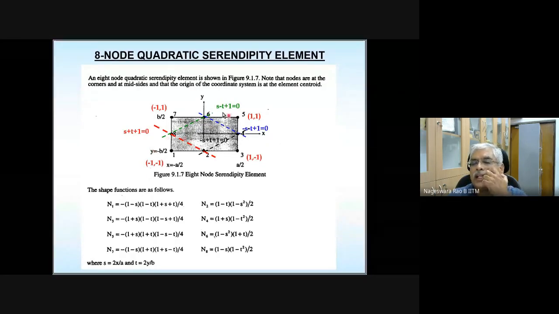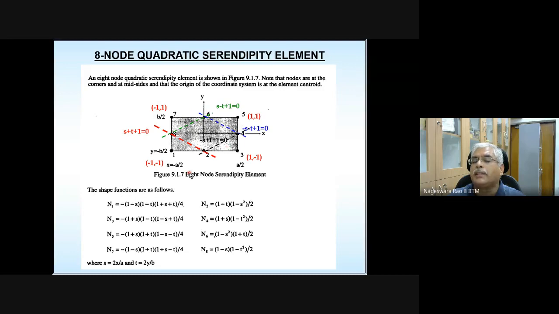So in the s and t coordinate system, instead of x and y, after mapping using this kind of mapping, s is equal to 2x divided by a, t is equal to 2y divided by b. So this rectangular element gets transformed into a square element, where s goes from -1 to 1, t goes from -1 to 1, and the corner node coordinates in s and t axes are these, whatever is written here in red color: (-1, -1), (1, -1), (1, 1), (-1, 1).